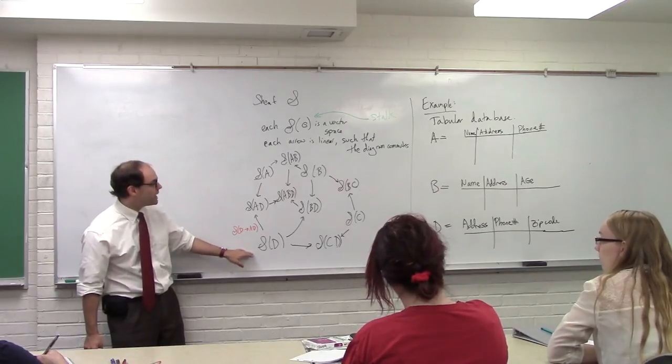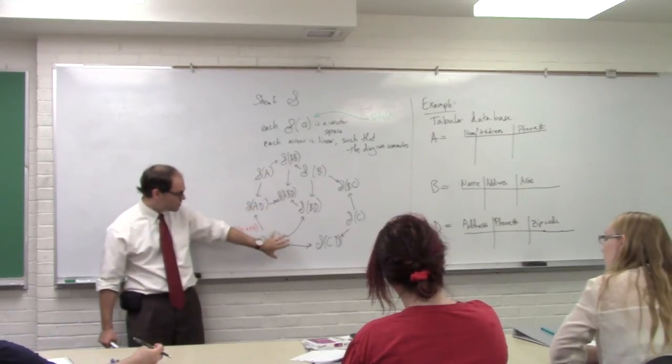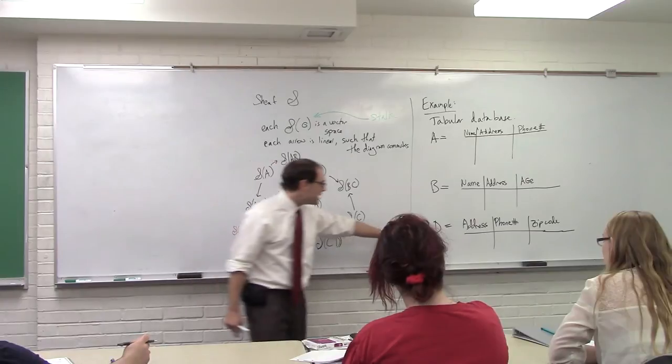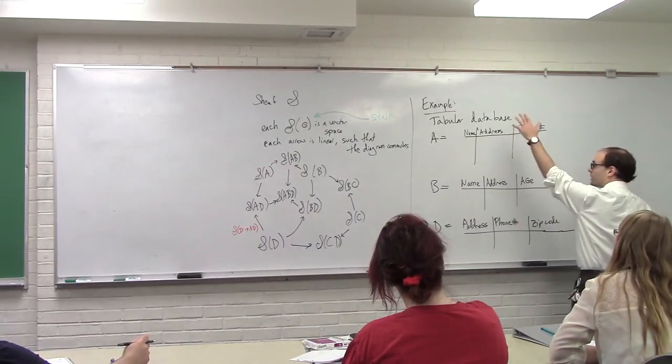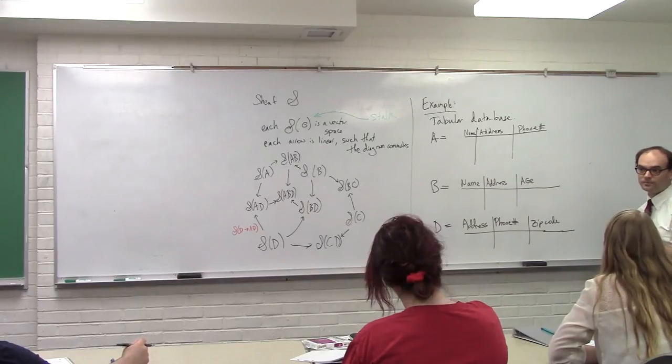Exactly. Now, if you go down to A, B, D, that would restrict your attention from the space of possible values here in D down to the ones that are in common across all three, which is only address. So the only thing you'd retain is the address column.